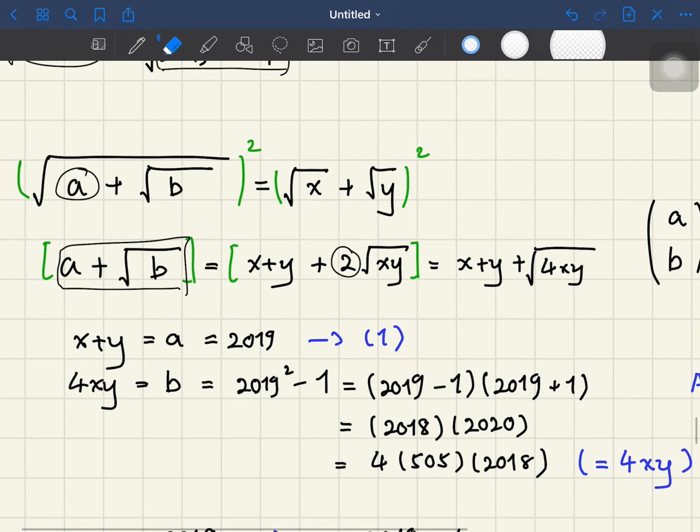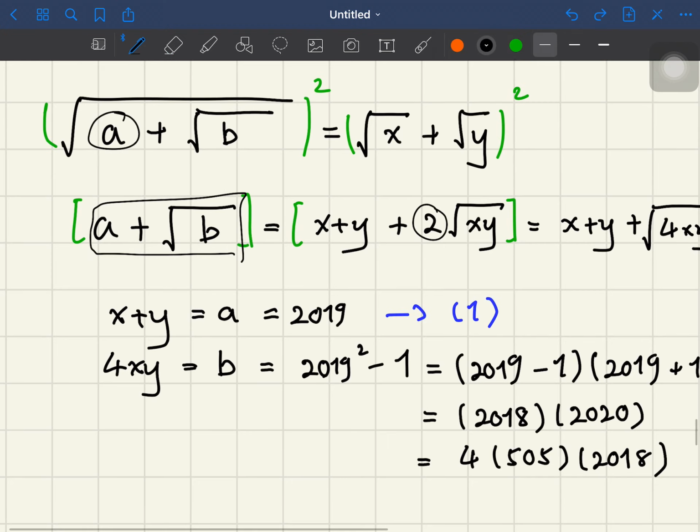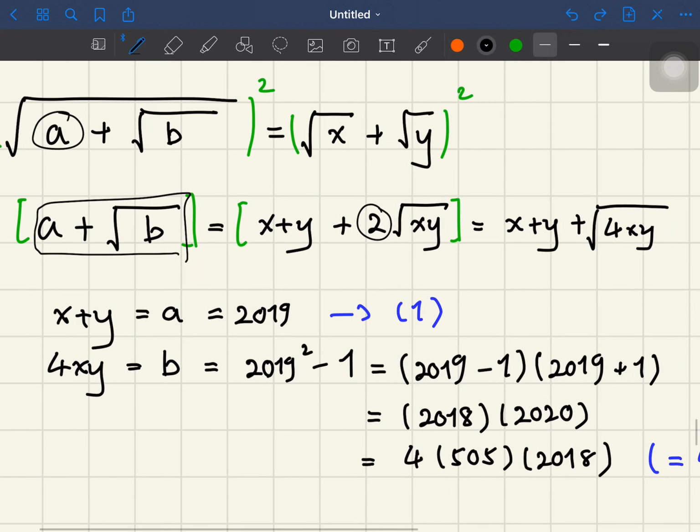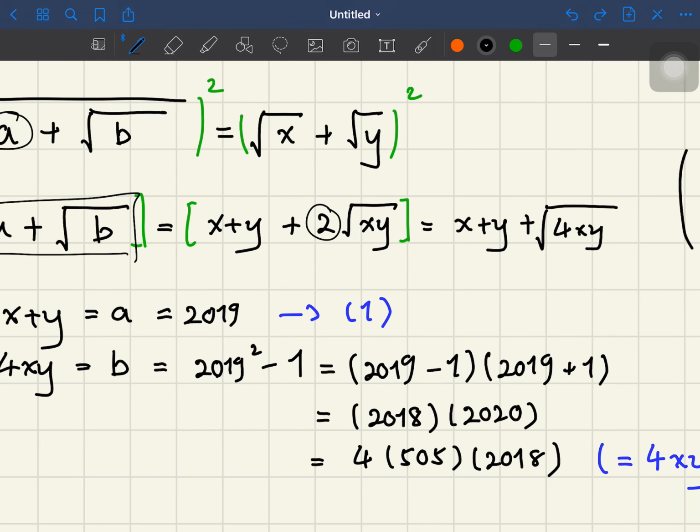Okay, now we can compare with b to x for xy and a to x plus y. So we know that x plus y equals a equals 2019, which is the first equation, and 4xy equals b equals 2019 minus 1. Recall that 1 is also actually 1 squared, and we realize that we have a difference of squares.